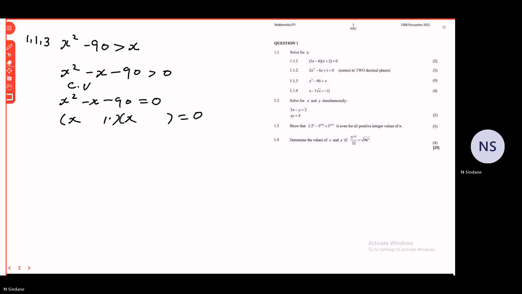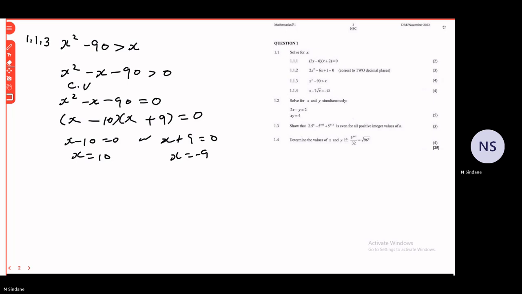Then I'll have a 10 and 9. So in this case, my 10 will be negative, my 9 will be positive. And then x minus 10 is equal to 0, or x plus 9 is equal to 0, where x is equal to 10 and x is equal to minus 9, right? Then I've answered that question.